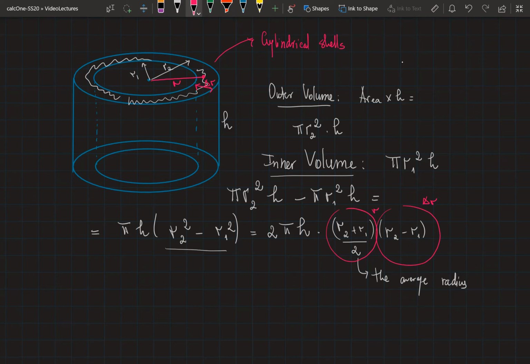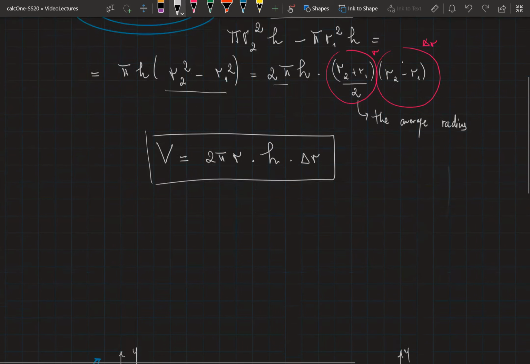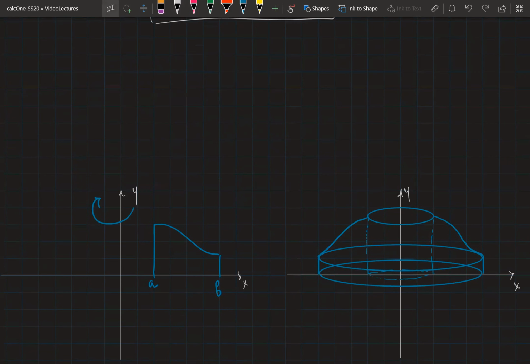So we've got a formula to find the volume of the cylindrical shell. The volume is 2 pi R multiplied by h multiplied by delta R. This formula we're going to use in order to find the volumes of any object. So let's consider an example.